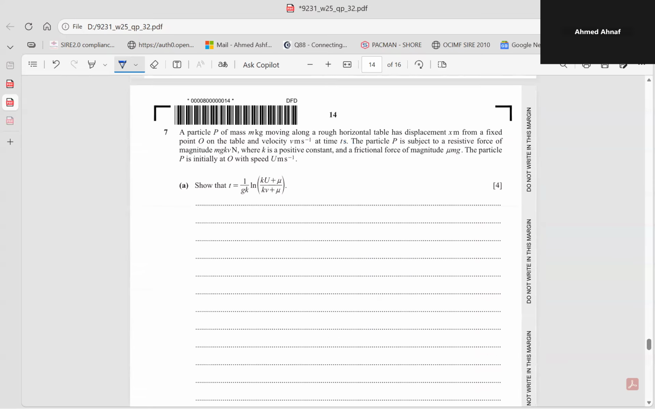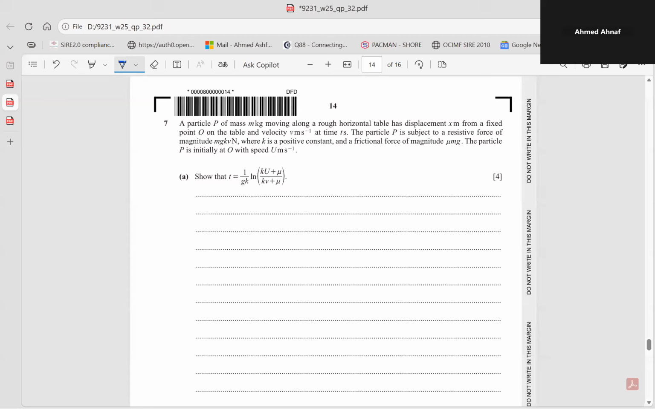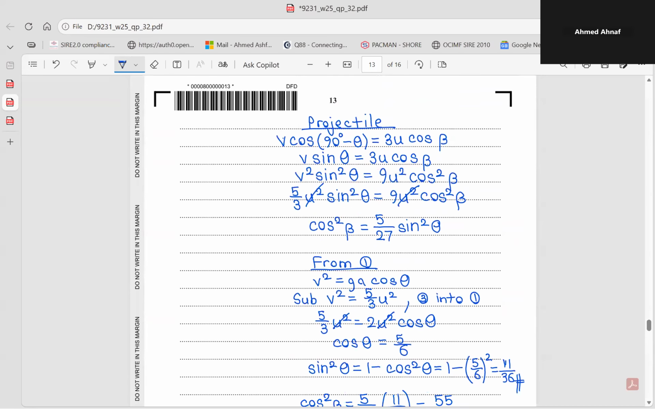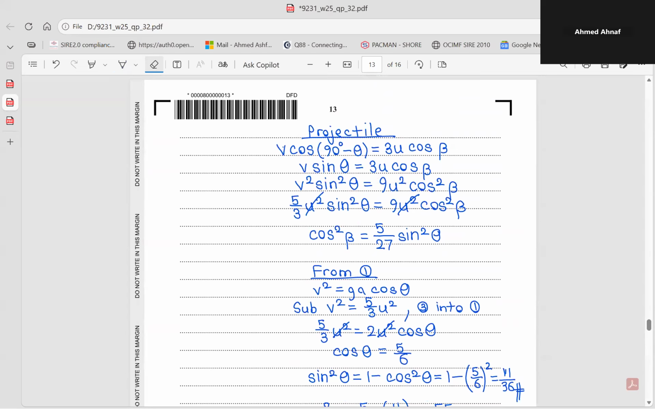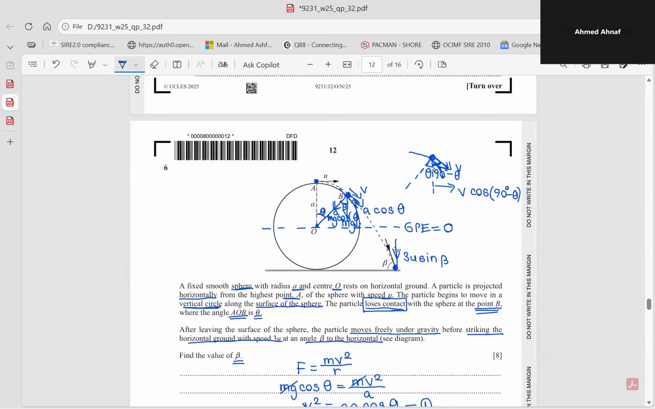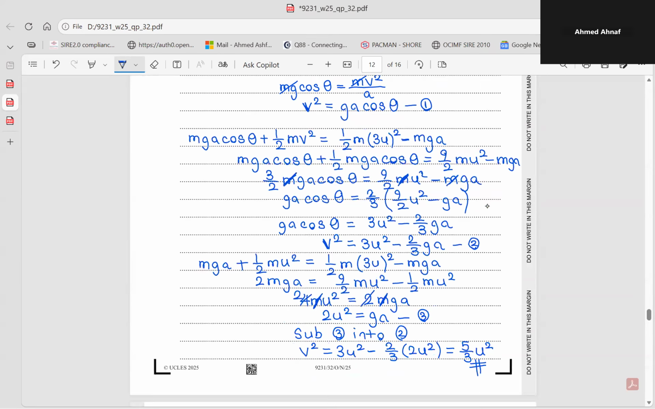Let's move on to the next question. Okay, so before we move on to the last question, I realized I made a minor mistake in here. The projectile is actually supposed to be V sine 90 minus theta. So you can see here this is 90 minus theta, and I want the horizontal component, so that is indeed V sine, not cos, V sine 90 degrees minus theta.